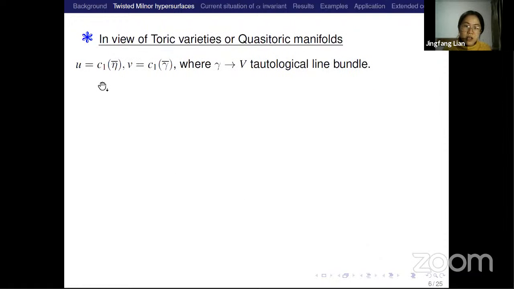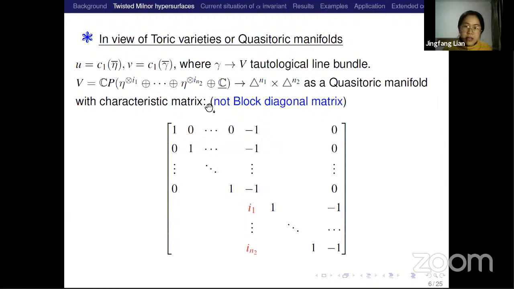And for V, the two generators are almost the same. The difference is gamma here. The gamma is the tautological line bundle over V, where V is the total space of this projective bundle. And V can be viewed as a quasi-toric manifold with the following characteristic matrix, which is not a block diagonal matrix. The difference is the red numbers that are not always 0, and these red numbers are just the sequence of integers.